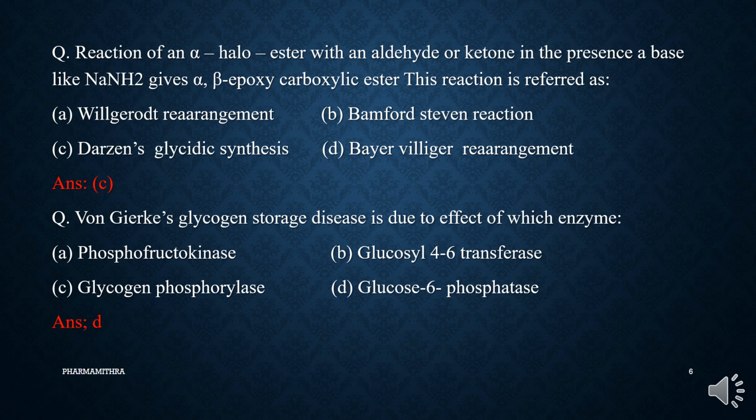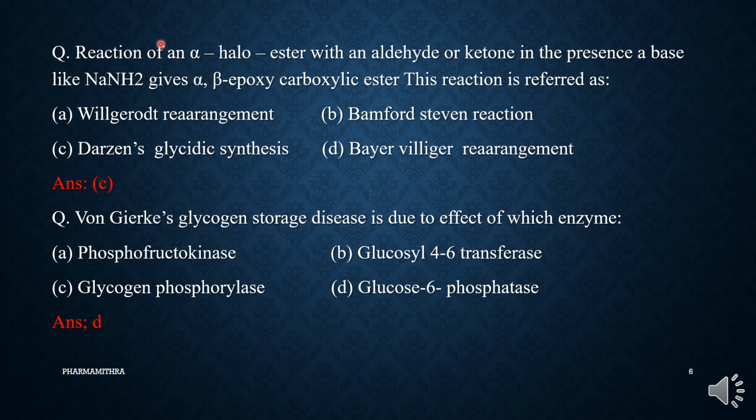Next question, the reaction of an alpha haloester with an aldehyde or ketone in presence of a base like NaNH2 gives an alpha beta epoxy carboxylic ester. This reaction is referred to as? Normally, we get one or two questions on name reactions in the GPAT question paper. The alpha beta epoxy carboxylic ester is otherwise known as glycidic ester. If we know this, we can find out the answer. The right answer is Darzens glycidic synthesis.